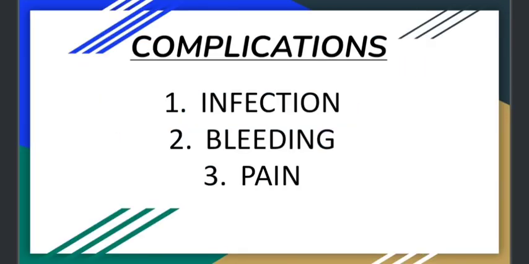There are 3 complications of cystoscopy. First is infection. There might be an infection after the cystoscope is inserted. Next is bleeding. Bleeding means it might cause blood in the urine, that is called hematuria. Then pain because of the insertion of the cystoscope.